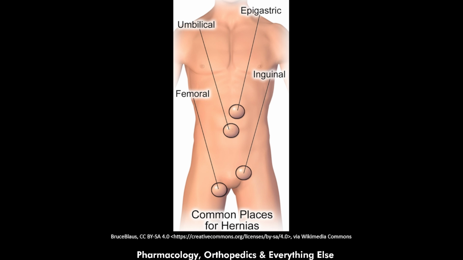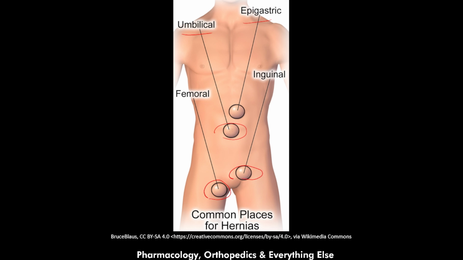Now you might ask where this lump could be on the abdominal wall. And the answer is that it could be anywhere on the abdominal wall. Generally speaking, there are inherently weak spots on the abdominal wall. Those include the epigastric, the umbilical here, the inguinal and femoral locations.